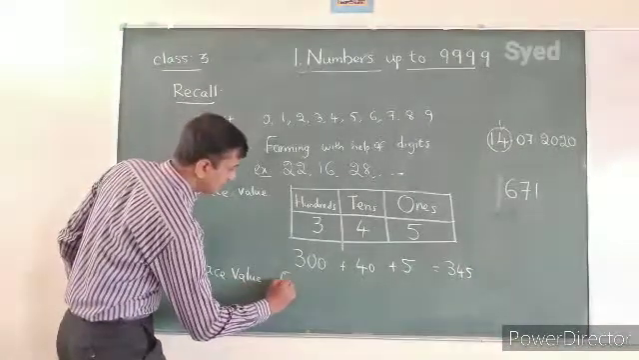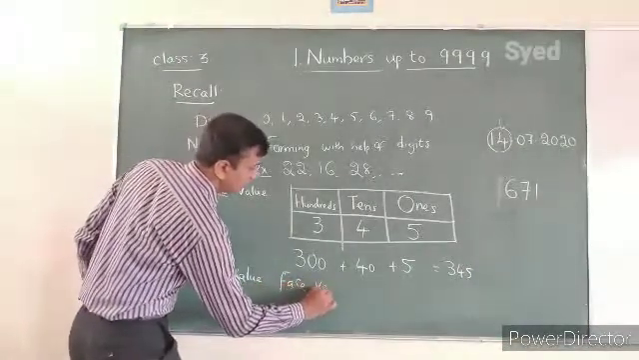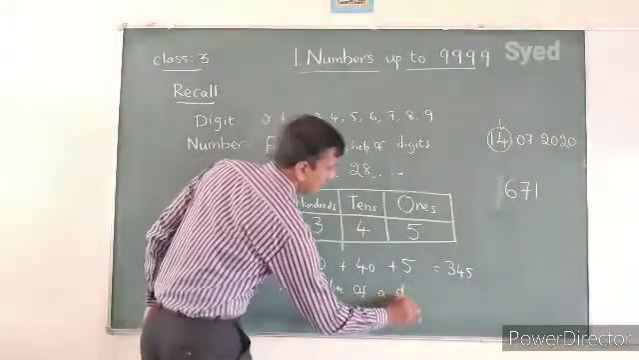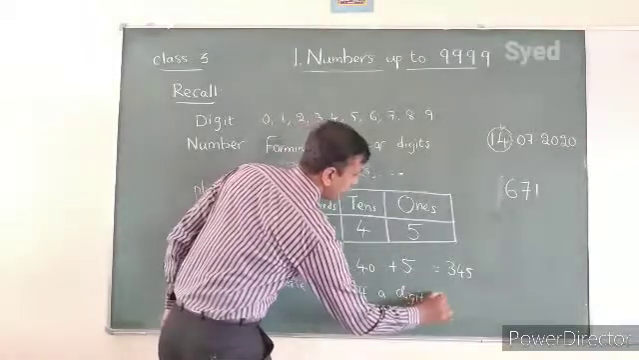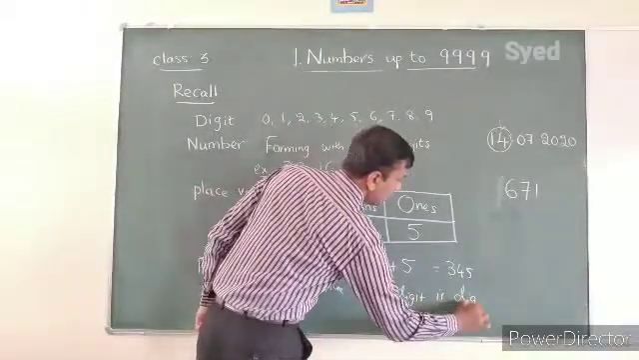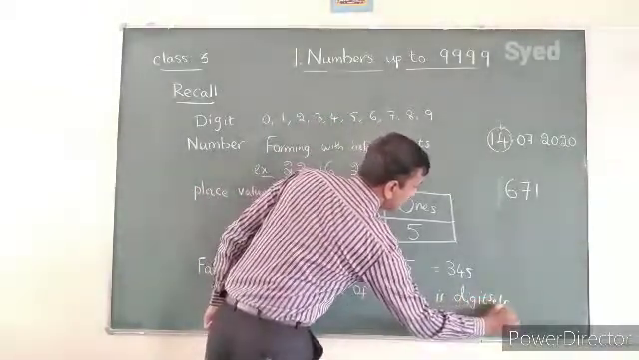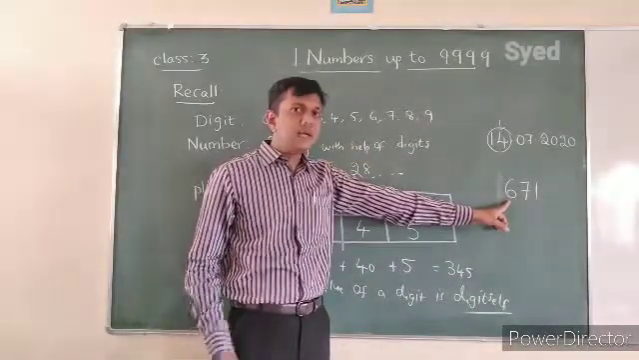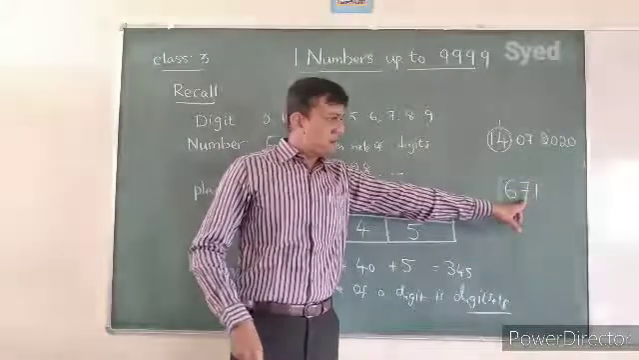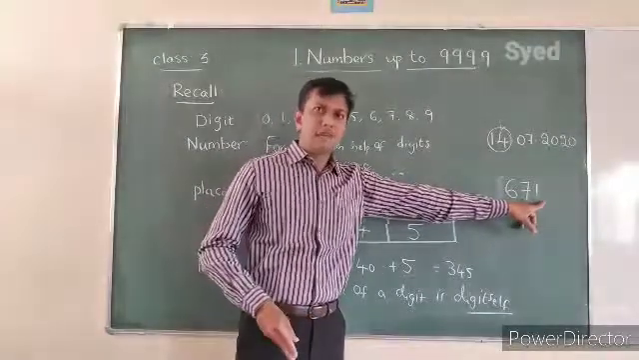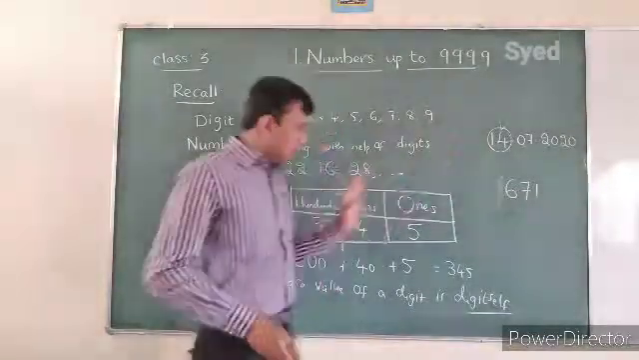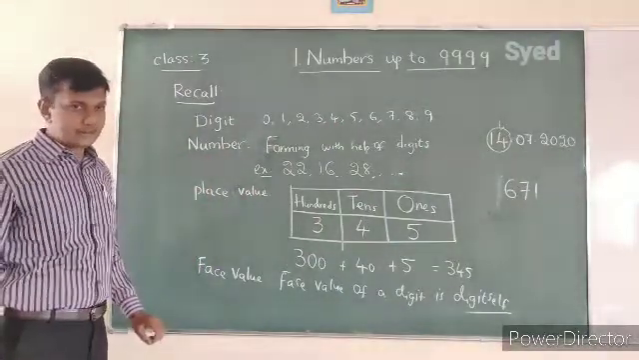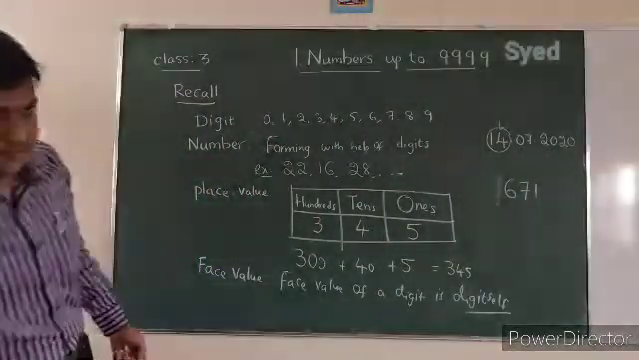So, the face value of a digit is the digit itself. This is a digit. What is the face value of this digit? Digit itself. Here also, digit itself. Like this we have discussed in the earlier classes. Okay. Next.